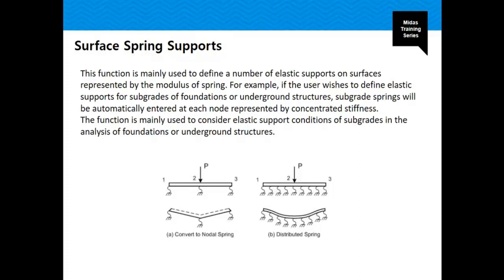Then we have the surface spring supports. These are used to define elastic supports on surfaces, represented by the modulus of spring. So you get the subgrade reactions from your soil. You talk to the geotech guy, and from there the program can distribute the soil springs throughout the entire surface. It can do two types. It can perform the convert to nodal spring, in which the spring supports are assigned to the nodes, or you can do the distributed spring, in which the spring is assigned to the entire element. It can be a plate, it can be a frame element. If you have, as I said, a mat foundation or a beam foundation, you can distribute the soil properties throughout the entire element.